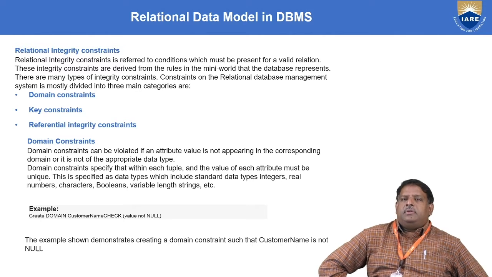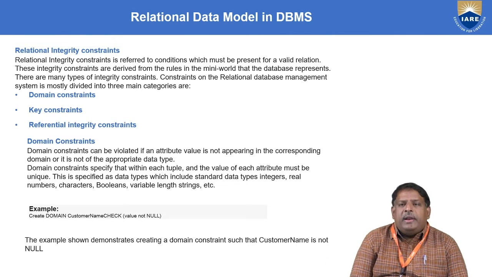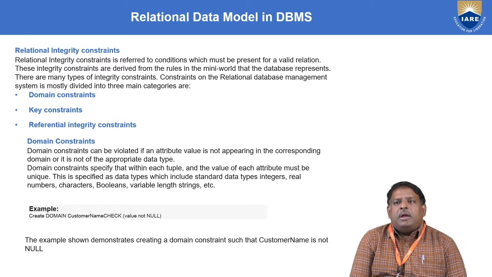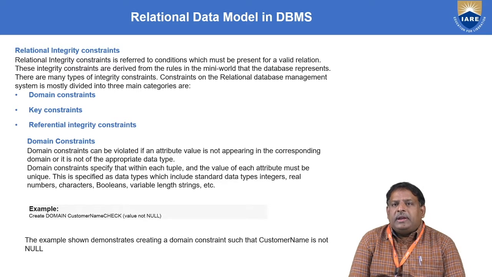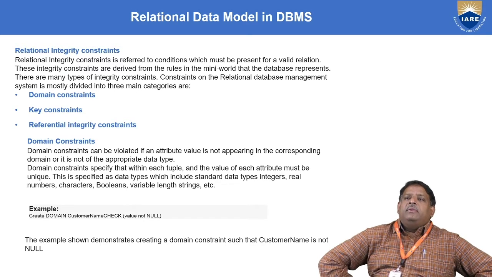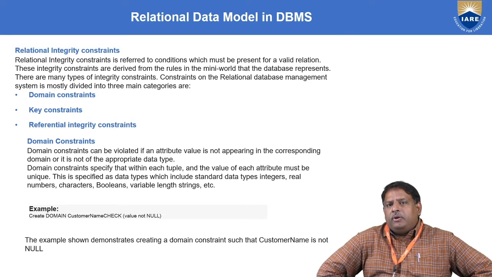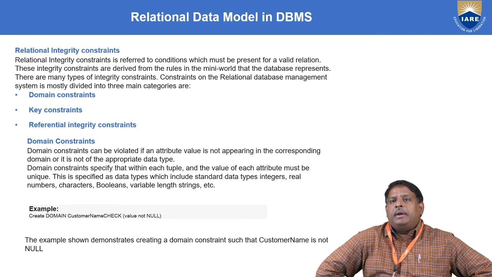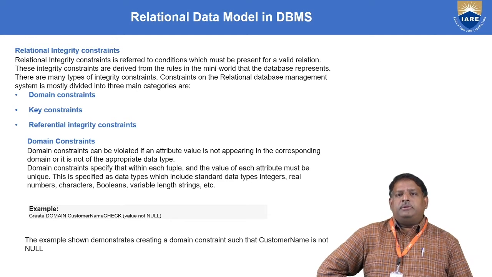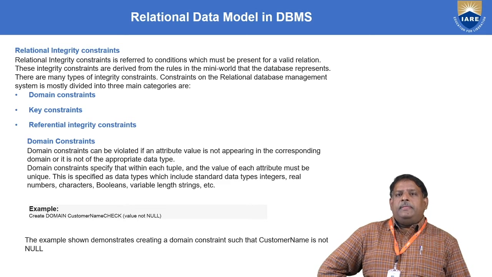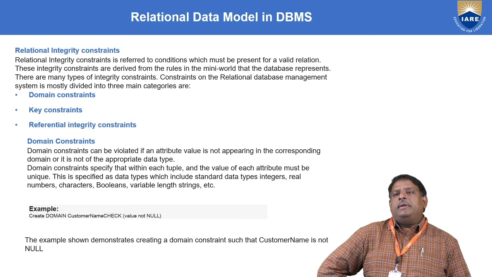The domain constraint, the first constraint, can be violated if an attribute value is not appearing in the corresponding domain or it is not a proper data type. The domain constraint specifies that within each tuple the value of an attribute must be atomic. This is specified as data types, which include standard data types such as integer, real numbers, characters, boolean, etc.